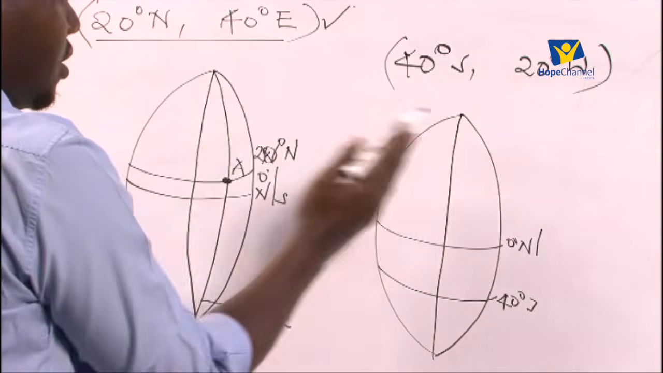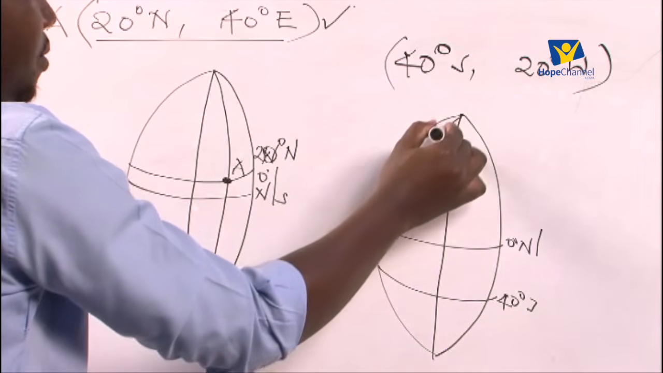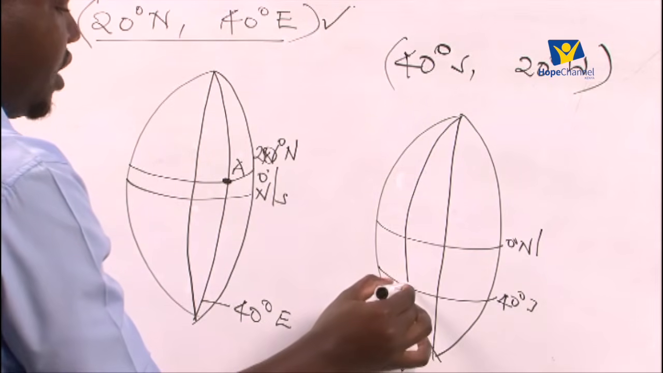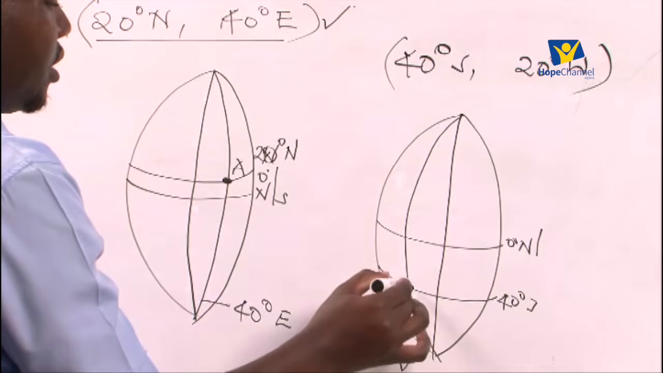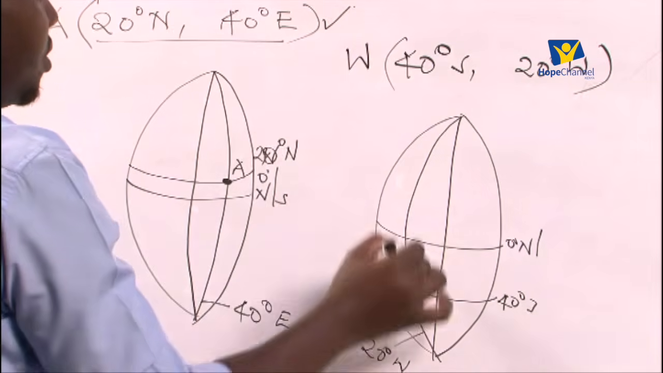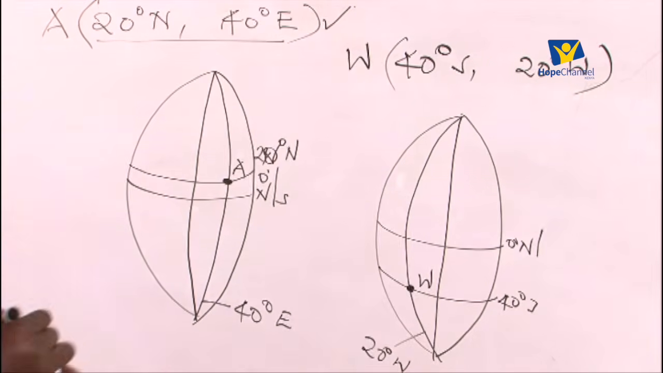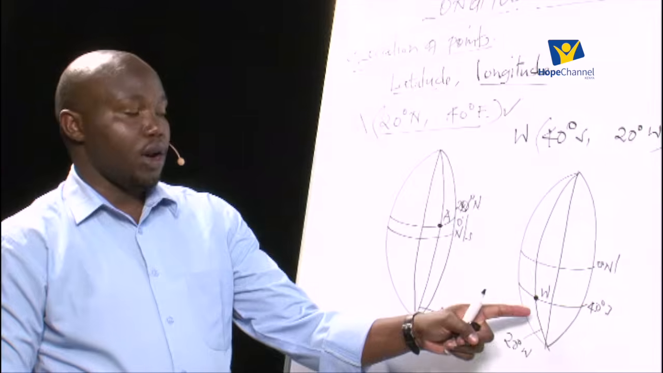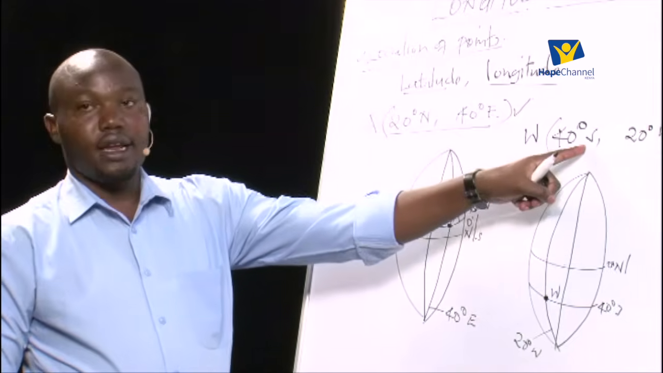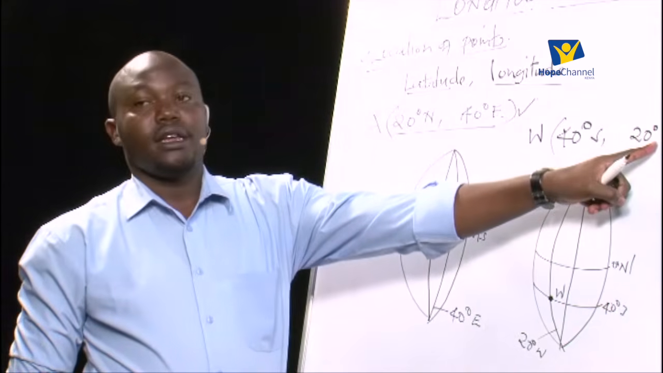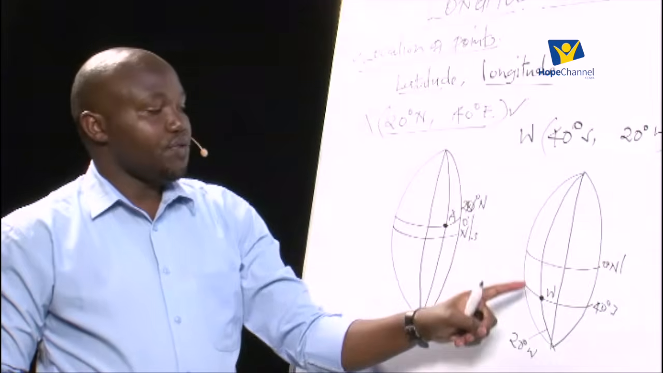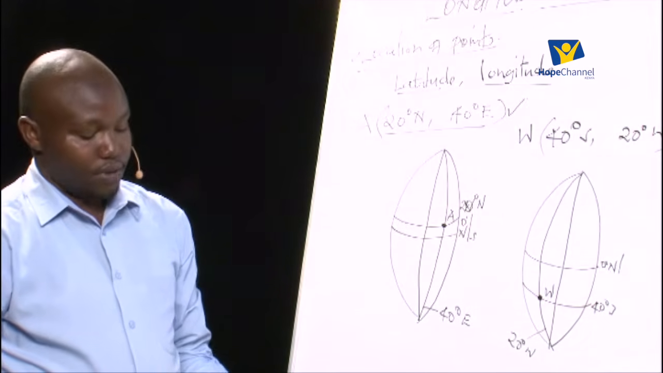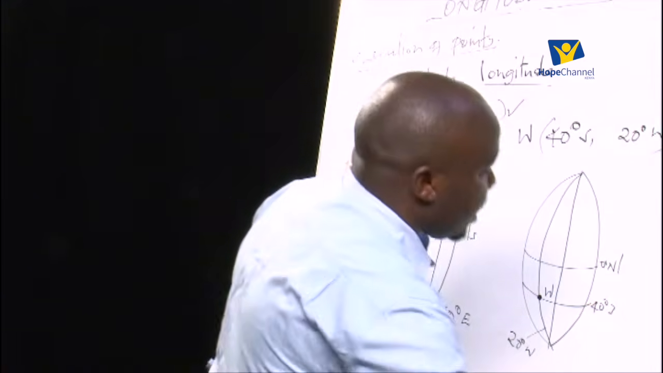And 20 west is the left side of the Greenwich meridian. So mark it at that point. That is 20 degrees west. The point of intersection between the two marks your point. For example, this was point W. That is the location of point W on the globe. First, locate the latitude. Second, locate the longitude, right? The point of intersection between the two marks your point W. Correct. Let us now start calculating distance.